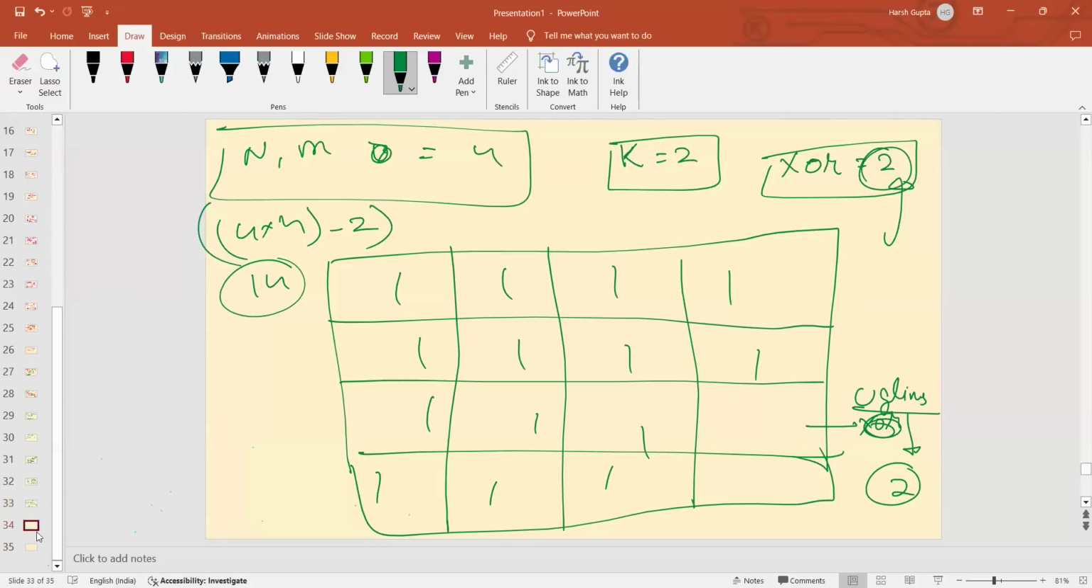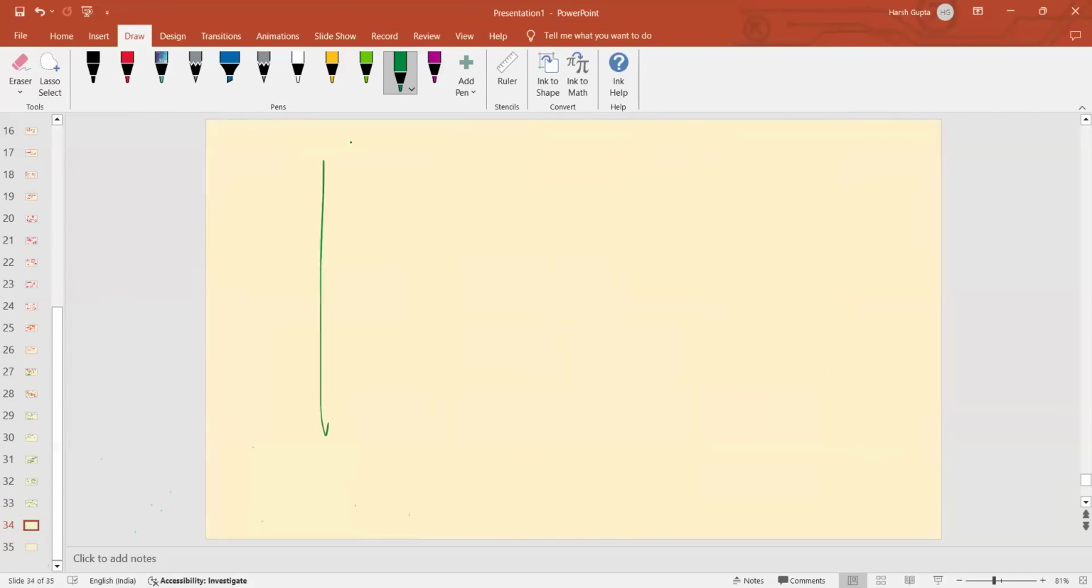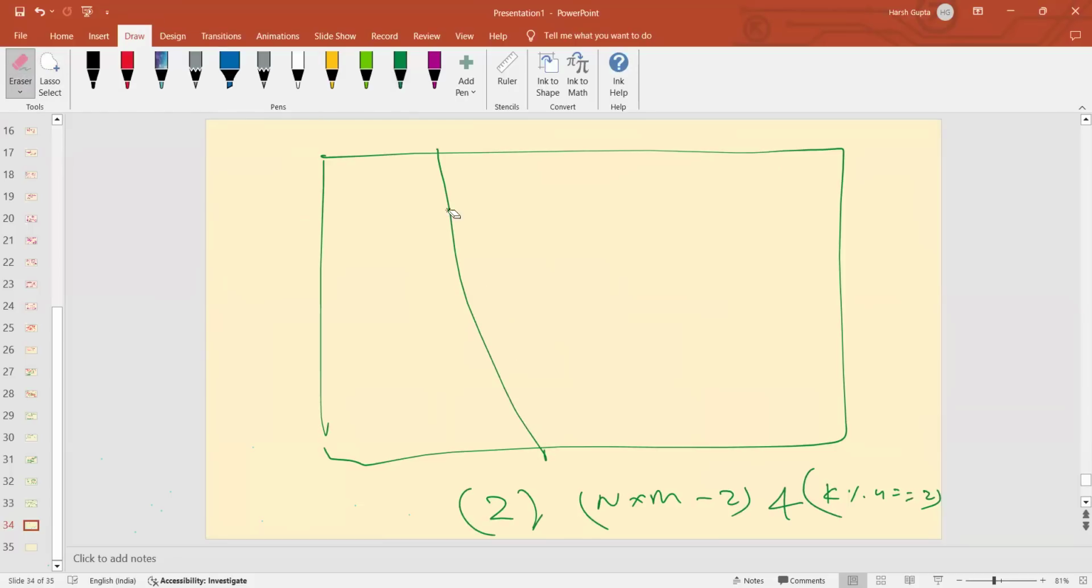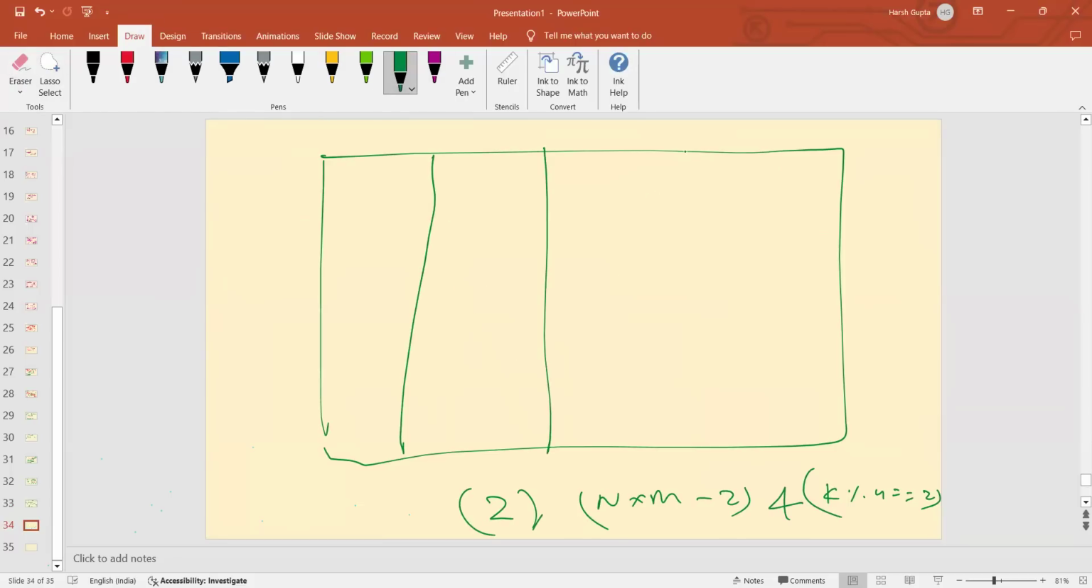But if this is not the case, if k is other than those two values, that is 2 and n times m minus 2, and k modulo 4 equals 2, it's possible to obtain the XOR value equals 0. It's possible, yeah. Let's see one example.